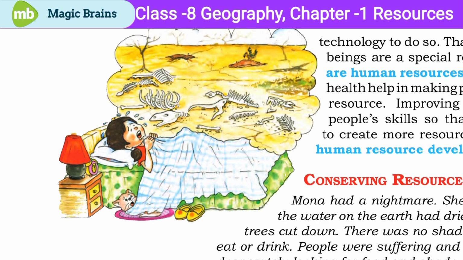On the top left side of page number 4, there is a diagram in which a little girl is sleeping on her bed. She is dreaming that all the water on the earth had dried up and all the trees were cut down. All the animals have died, and she is very scared.